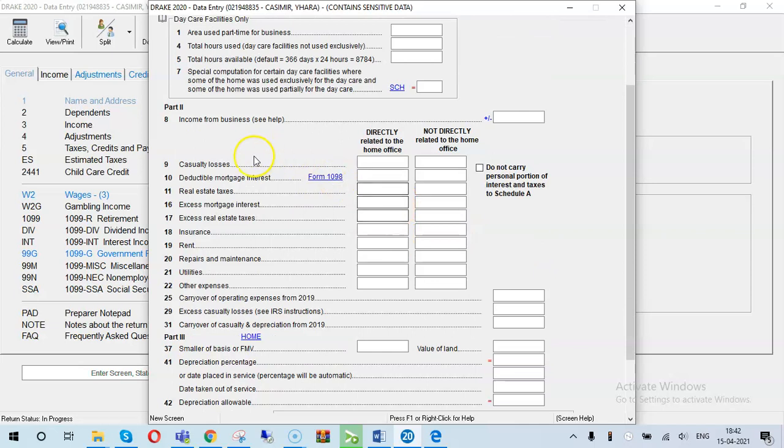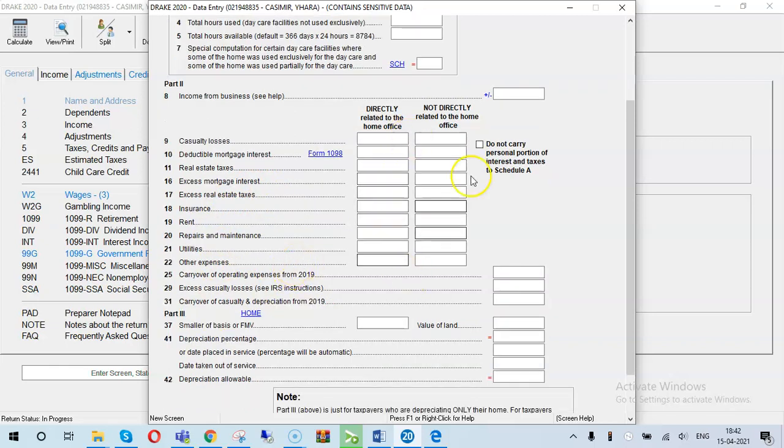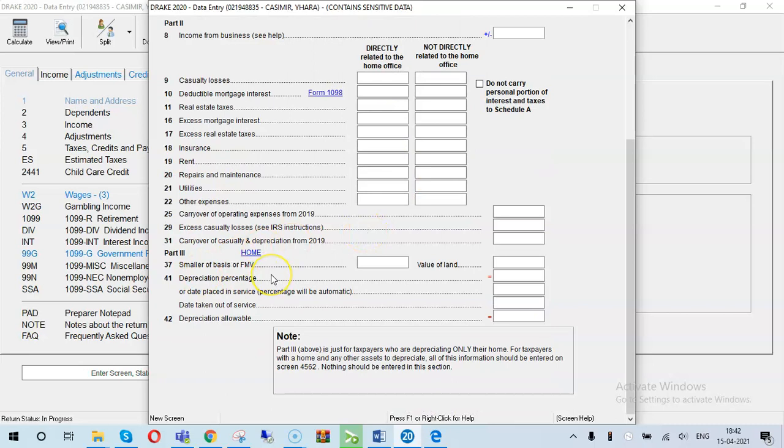Part 2, income from business, you have to report here. Now directly related to the home office, not directly related to the home office. I have to report here things like casualty losses, deductible mortgage interest, real estate taxes, excess mortgage interest, excess real estate taxes, insurance, rent, everything, whatever relates to the home office, you have to report everything here. And in part 3, smaller of adjusted basis or fair market value, value of land, depreciation percentage, depreciation allowance.